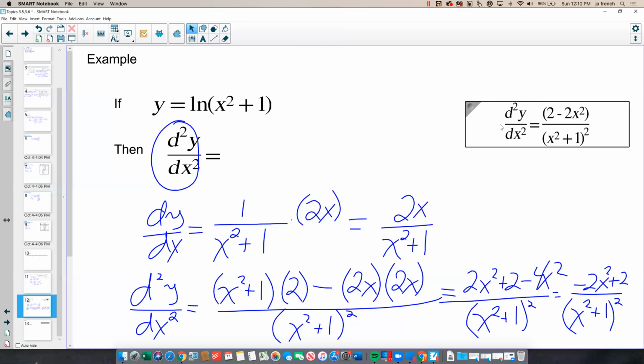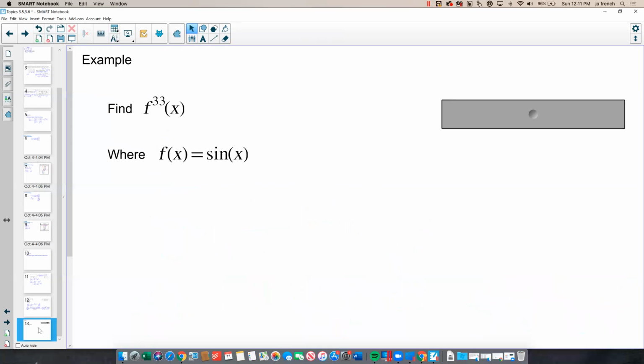So 2 minus 2x squared over x squared plus 1 squared. Let's look at a final example for now. What does this mean? f 33 of x. They're asking me, I'm asking you for the 33rd derivative of the sine of x?